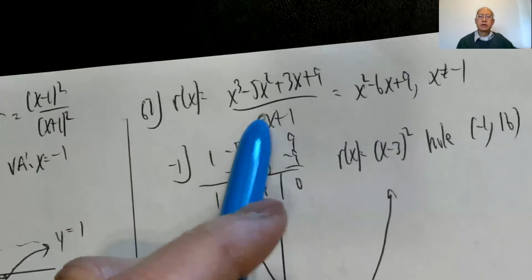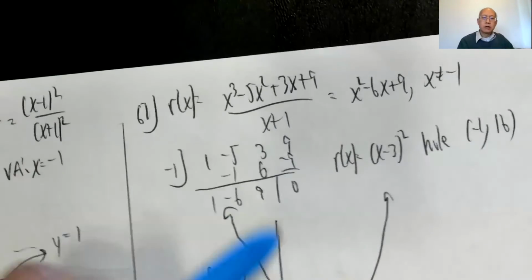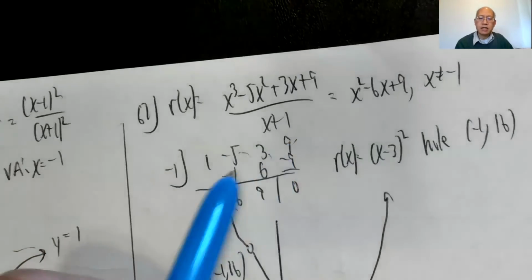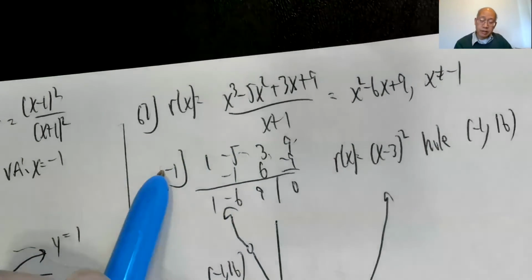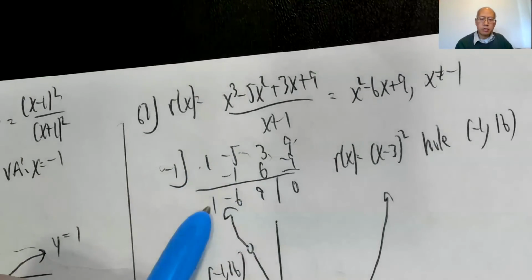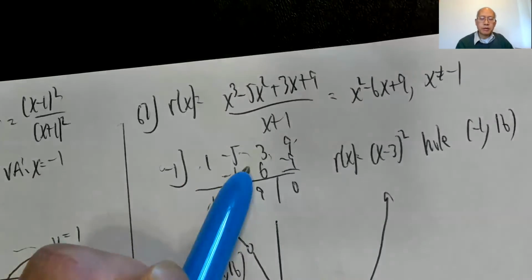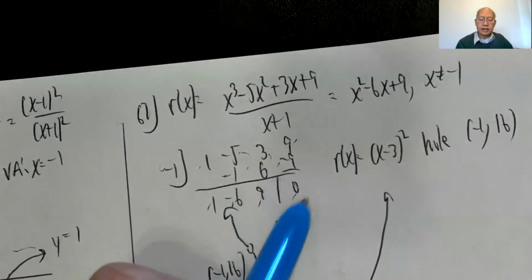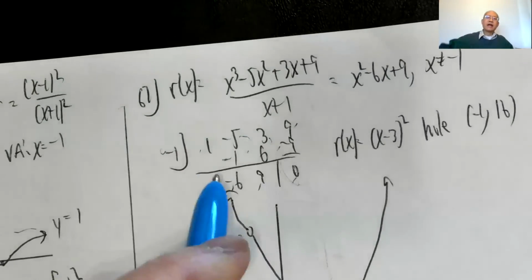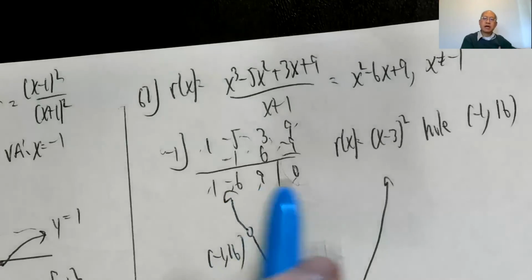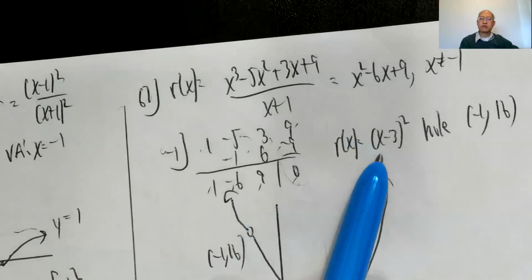Okay, this one, if I do synthetic division, 1, -5, 3, 9, divided by x plus 1 means put -1 here. Okay, 1, multiply, add, multiply, add, multiply, add. So this is indeed a factor. And I'm left with x squared minus 6x plus 9, which I can write as (x minus 3) squared.